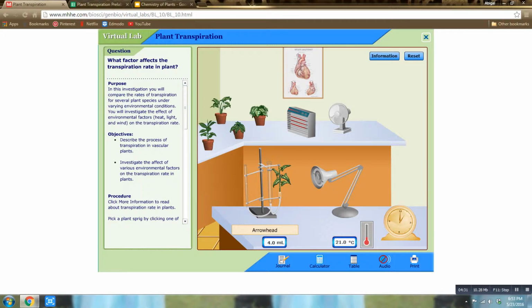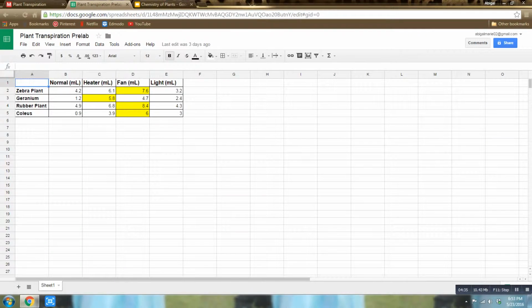So for the zebra plant, its normal was 4.2 milliliters, and the fan caused it to increase transpiration rate the most. And the geranium had 1.2 normal, but the heater caused it to increase more than the fan did. And the rubber plant had 4.9 milliliters normally, and the fan caused it to increase to 8.4 milliliters. And the coleus had 0.9 milliliters normally, and the fan caused it to increase to 6 milliliters. So overall, the fan caused it to increase the most.